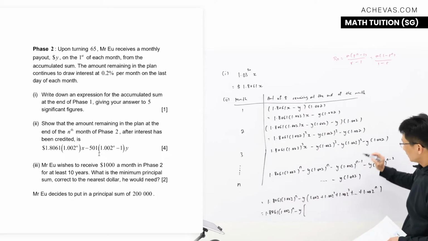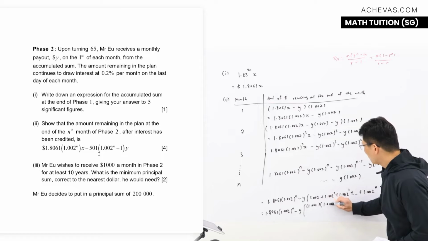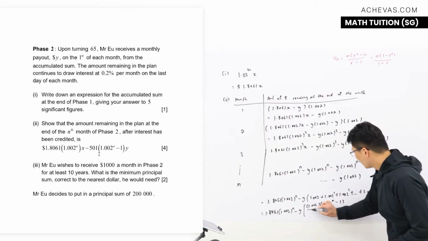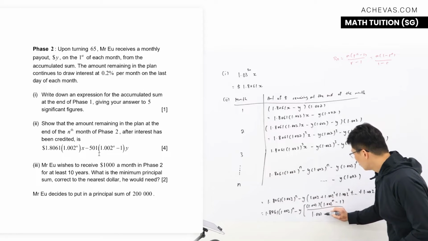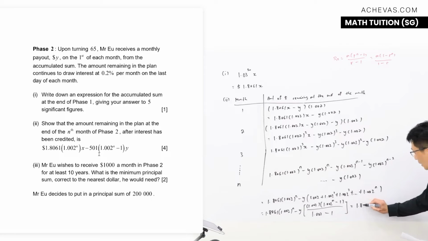I will have my first term to be 1.002. The common ratio will be 1.002. There will be n terms, so (1.002^n - 1) over (1.002 - 1). I can just do the final simplification here. I get 1.8061 × 1.002 to the power n, minus 501 × (1.002^n - 1) × y, which is the result that I need to show.